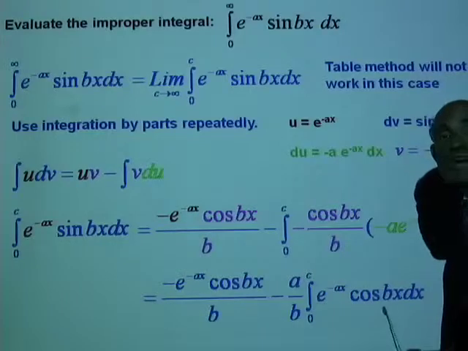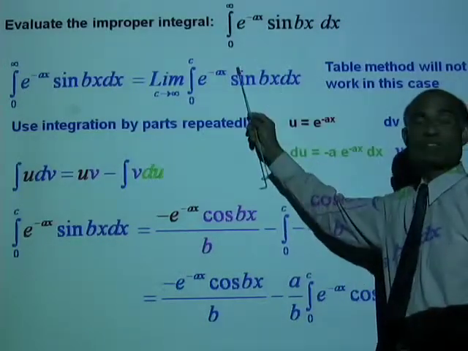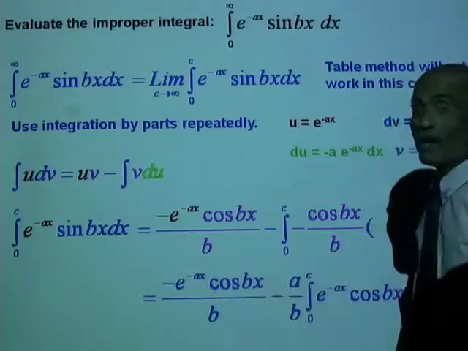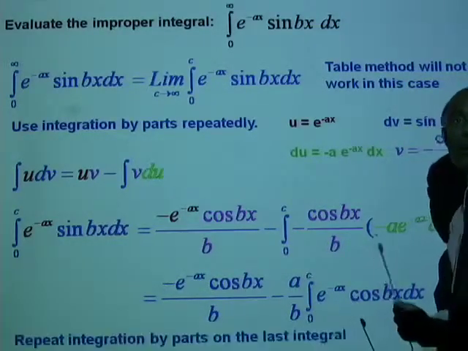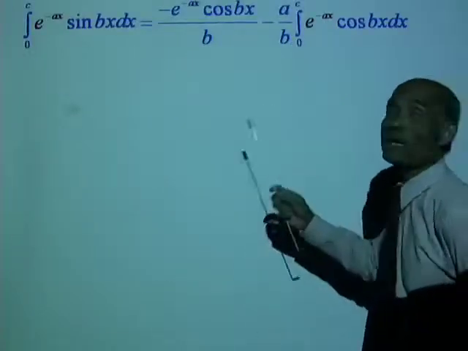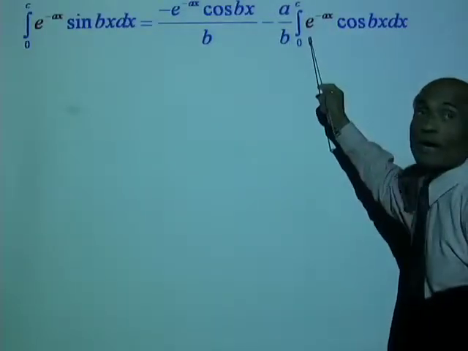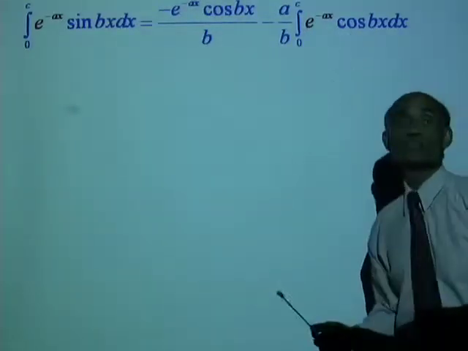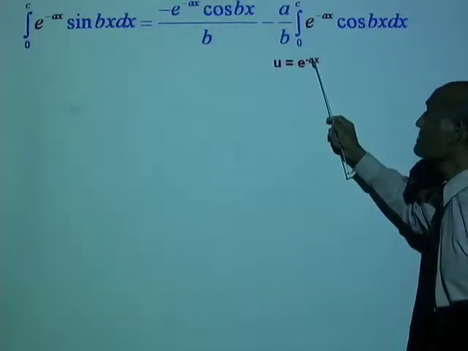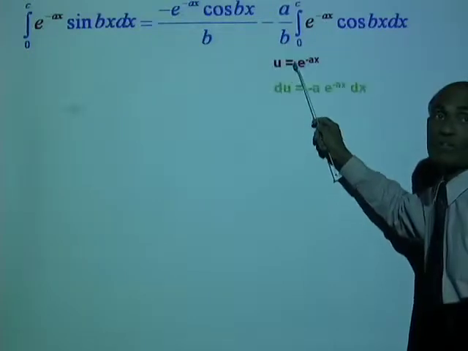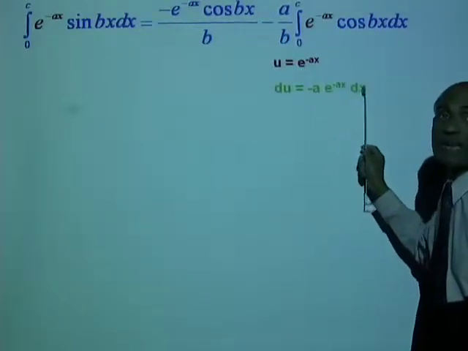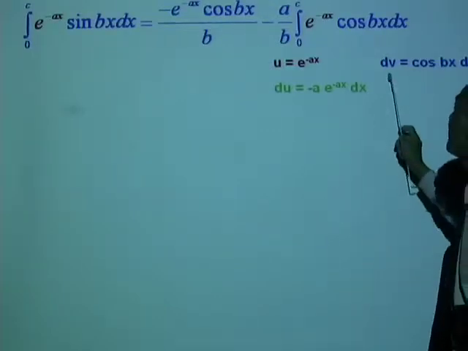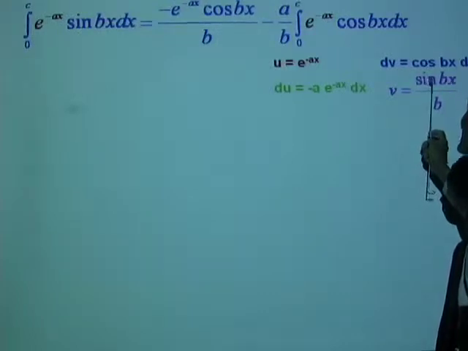And you notice this is now an expression similar to the one that we started with. And so what we're going to do is take this and do integration by parts one more time. All right, watch this carefully. This is an important type of problem. Okay, let's repeat integration by parts for this, where e to the power of negative ax is your u and cos bx dx is your dv. All right, u equal to e to the power of negative ax. What's our du? du is negative a e to the power of negative ax dx. Our dv is cos bx dx. Therefore, integrating will give you v equal to sine bx over b.